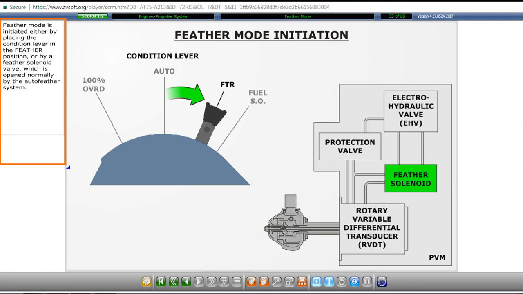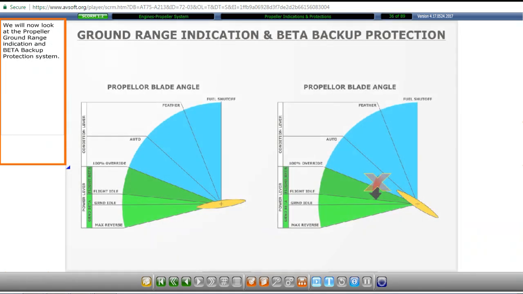Feather mode is initiated either by placing the condition lever in the feather position or by a feather solenoid valve, which is opened normally by the auto feather system. We will now look at the propeller ground range indication and beta backup protection system.